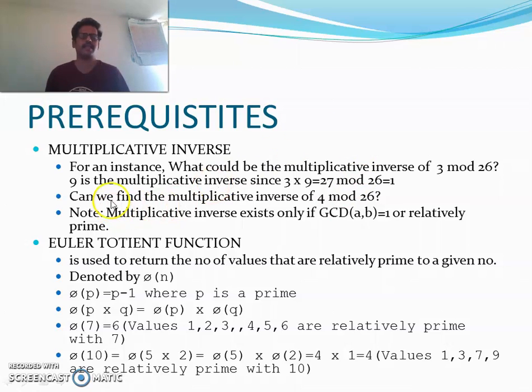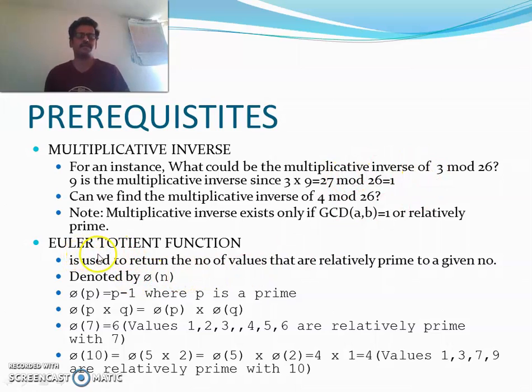Now we take another example which shows that we cannot find the multiplicative inverse. Now we will try to find the multiplicative inverse of 4 under modulo 26. We cannot find the multiplicative inverse of 4 because GCD of 4, 26 is equal to 2, which is not equal to 1. This shows that 4 and 26 are not relatively prime. In the previous case, GCD of 3, 26 is equal to 1. This tells that 3 and 26 are relatively prime. So we are able to find the multiplicative inverse of 3 in that case. So 9 is the multiplicative inverse of 3.